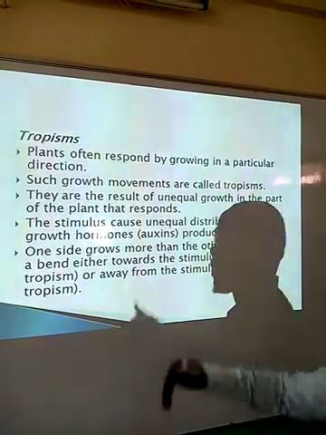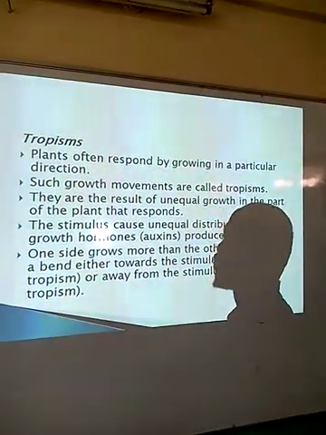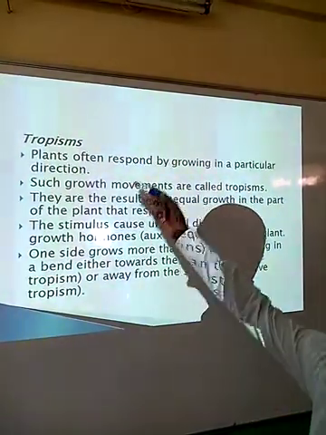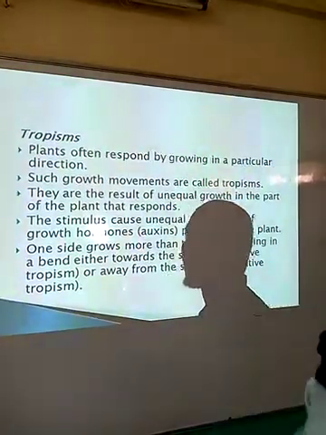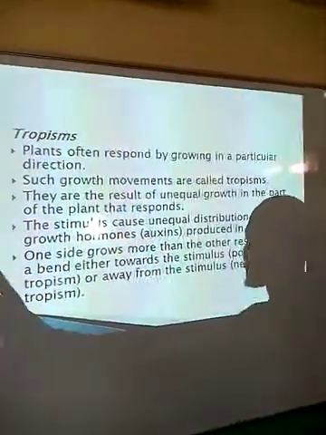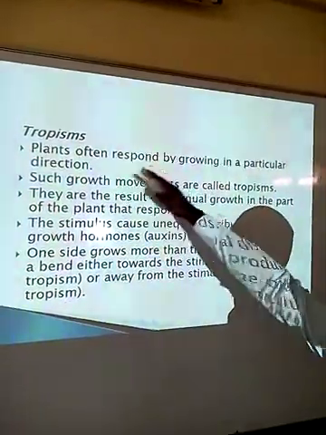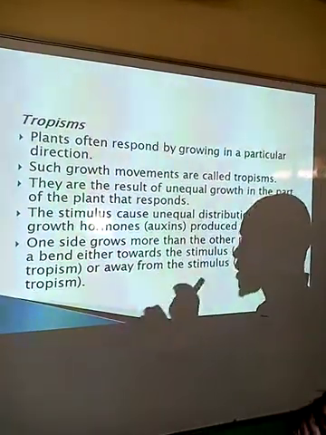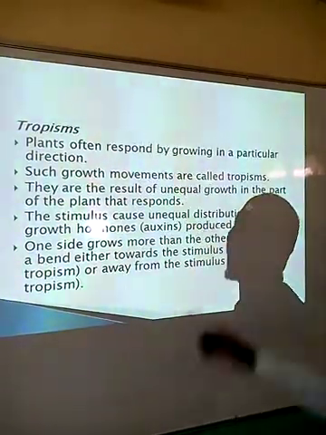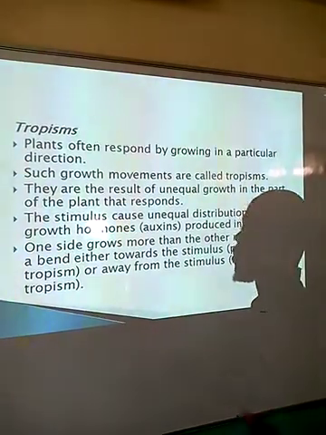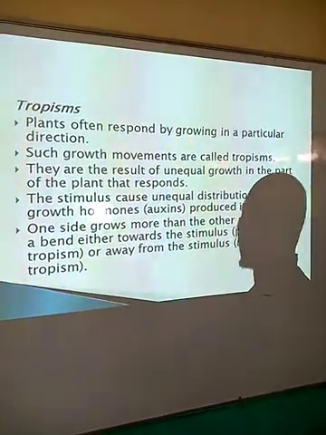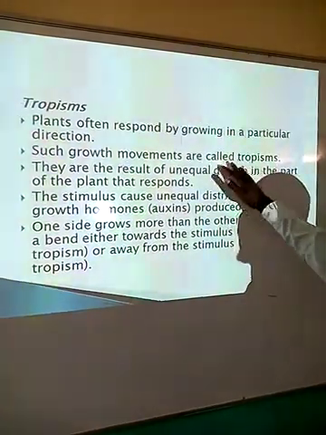In plants, irritability is shown by what we call tropisms. What do we mean by a tropism? Plants often respond by growing in a particular direction, a unidirectional source of stimuli. It can be light from one direction. So when I talk about a particular direction, there is a specific direction from which the stimuli will come. Such growth movements are called tropisms. It is just a growth movement. We know very well that a plant cannot move from place to place, but it can still displace its parts. So the growth curvatures, we call them tropism.